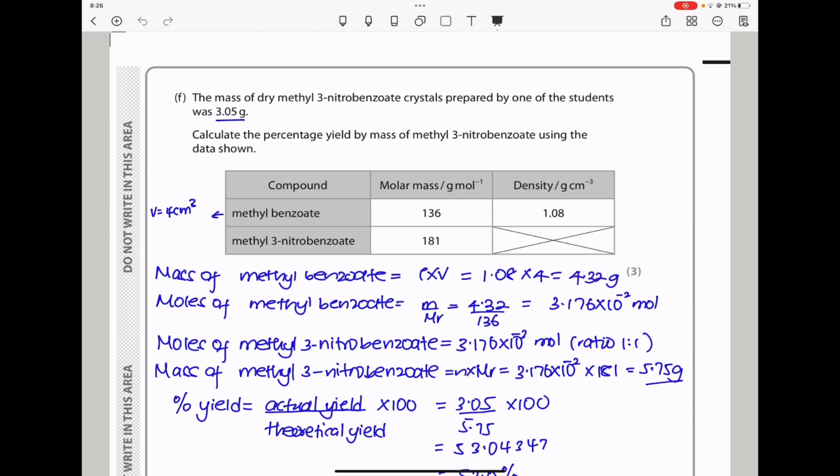Because this is our reactant, I can find the number of moles, which should be the mass divided by the molar mass given here, and these are the number of moles. And because the mole ratio between reactant and product is 1:1, it means the moles of methyl 3-nitrobenzoate are exactly equal to the moles of the methyl benzoate. Now the mass of methyl 3-nitrobenzoate is going to be number of moles times molar mass, which is these moles times the molar mass given here, and that gave me 5.75 grams.